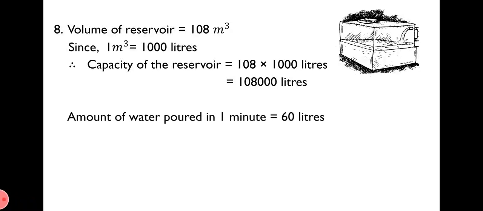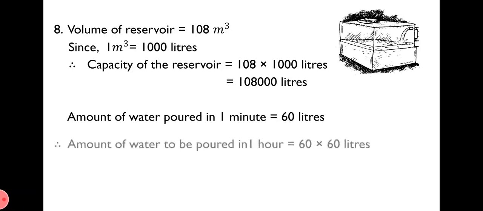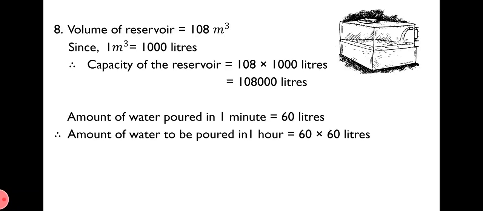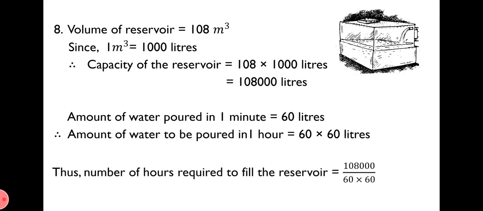Now, it is also given that the amount of water poured in 1 minute is 60 liters. Therefore, the amount of water to be poured in 1 hour equals 60 into 60 liters, because 1 hour equals 60 minutes, so we multiply the given liters by 60. Then the number of hours required to fill the reservoir equals the capacity of the reservoir divided by the amount of water in 1 hour. That is equal to 1,08,000 upon 60 into 60.